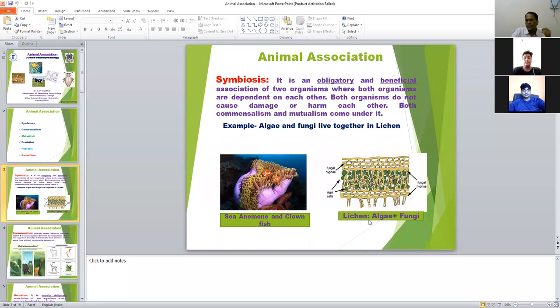Another example of symbiosis is lichen. Lichen consists of algae and fungi. Algae and fungi also have a symbiotic relationship, because algae provide food for the fungi through photosynthesis, and fungi in return provide moisture for the algae cells to live. So both relationships, sea anemone and clownfish, and in the case of lichen, algae and fungi, remain as symbiotic relationships.